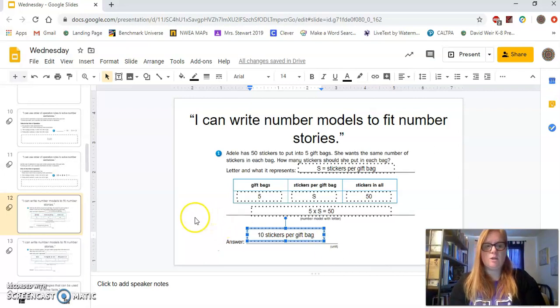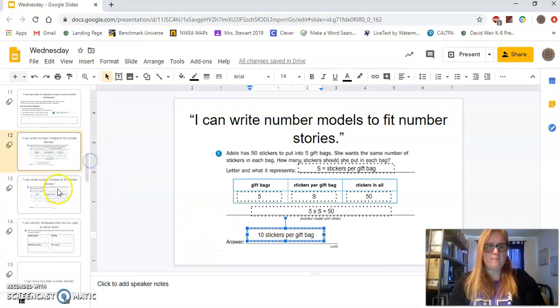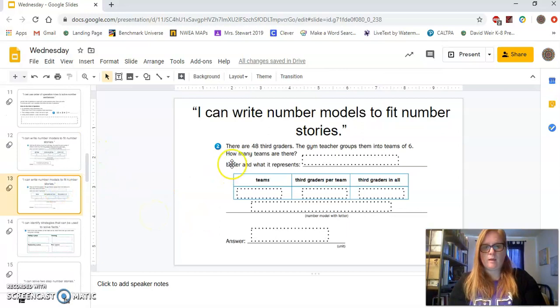Okay? So you guys have a practice problem. There are 48 third graders. The gym teacher groups them into teams of 6. How many teams are there? So this is for you guys to solve as well.